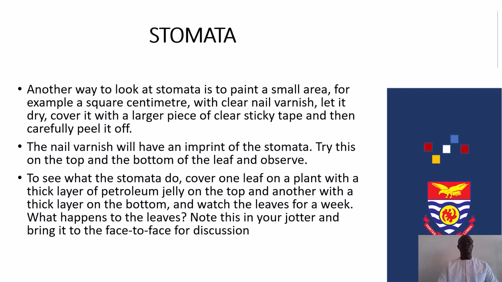To see what the stomata do, cover one leaf on a plant with a thick layer of petroleum jelly on the top and another with a thick layer on the bottom, and watch the leaves for a week. What happens to the leaf? Note this in your jotter and bring it to the face-to-face session for discussion.